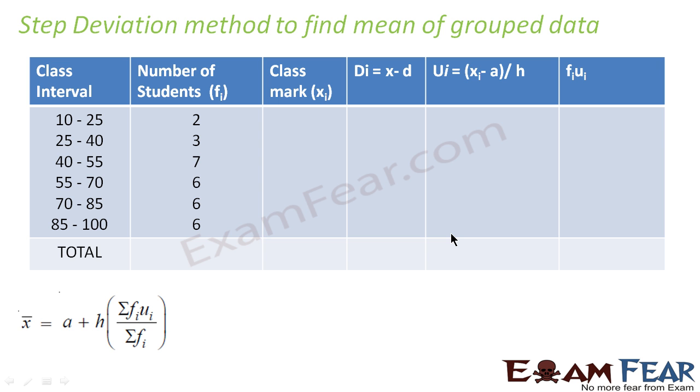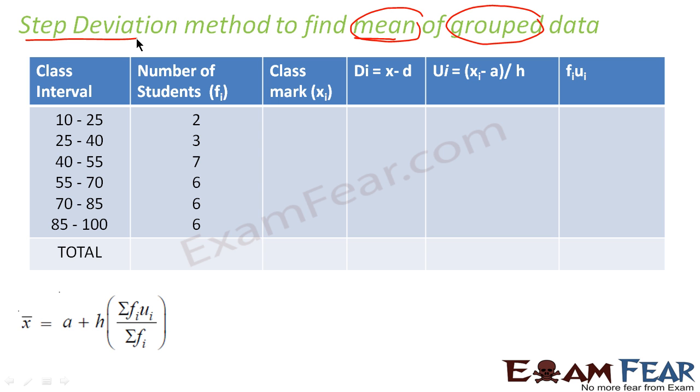Third method which we'll understand is step deviation method. This method is also used to find mean of group data. Please note, this is also used for mean of group data, and this method is called step deviation method. And the reason for this method is this will make your life more simpler actually.